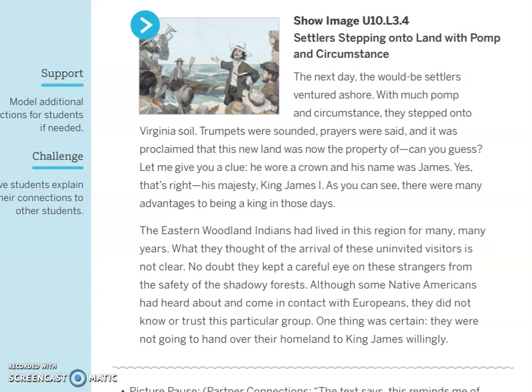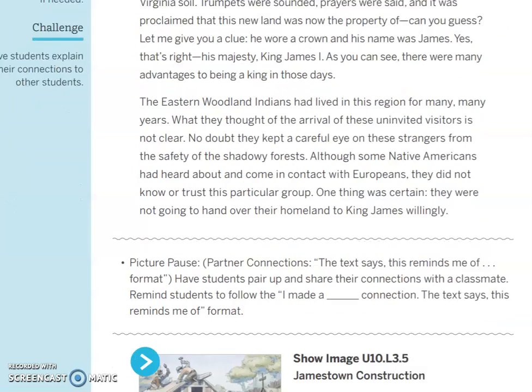The eastern woodland Indians had lived in this region for many, many years. What they thought of the arrival of these uninvited visitors is not clear. No doubt they kept a careful eye on these strangers from the safety of their shadowy forest. Although some Native Americans had heard about and come in contact with Europeans, they did not know or trust this particular group. One thing was certain, they were not going to hand over their homeland to King James willingly.